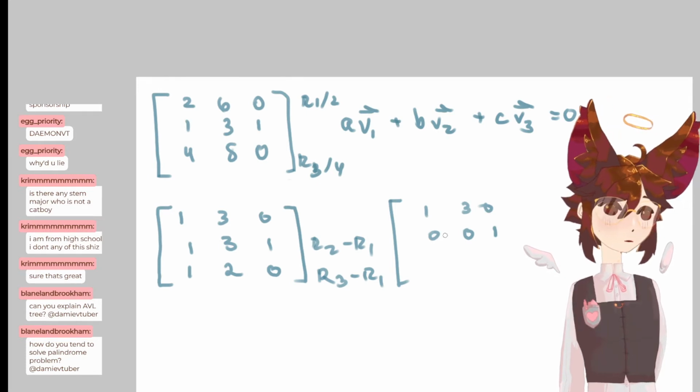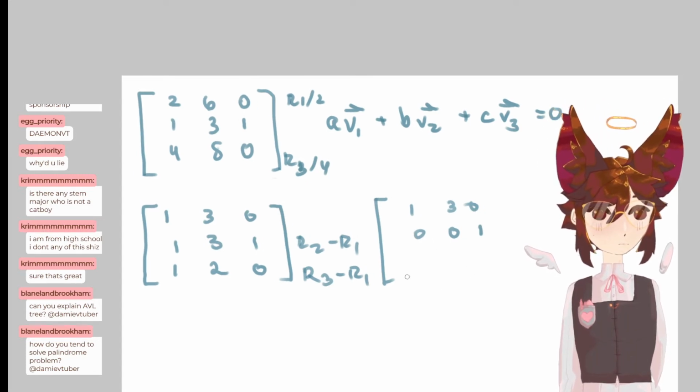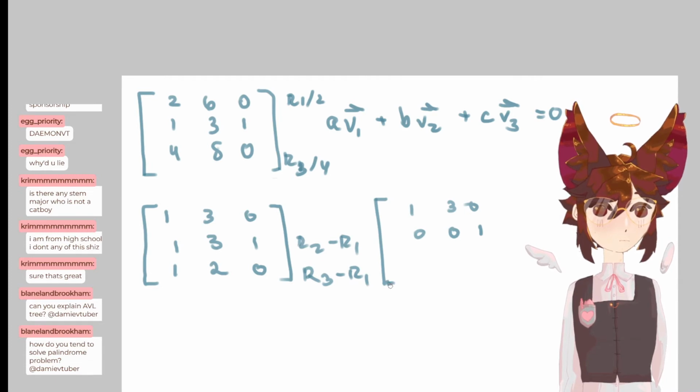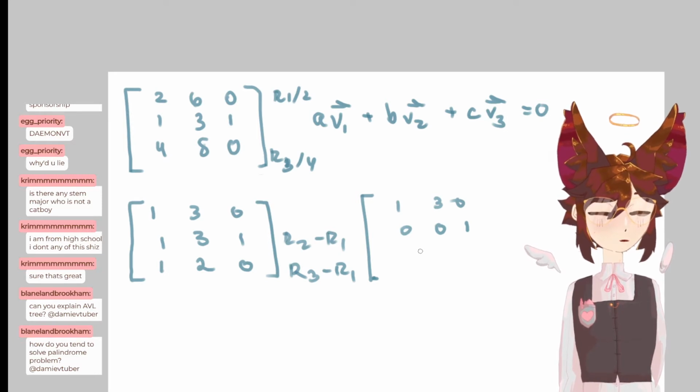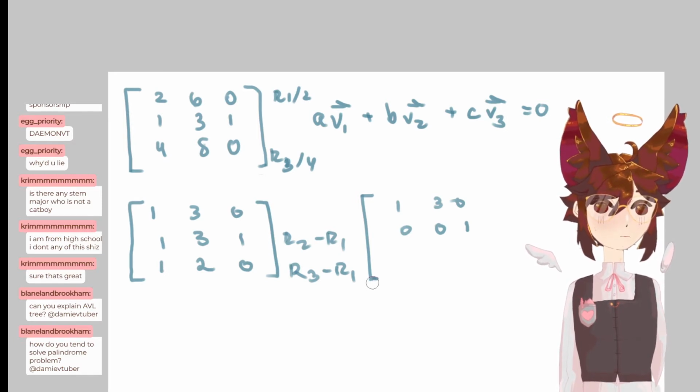How do I tend to solve a palindrome problem? It depends on the problem. I'm not quite sure what you mean by that. Like, is it like asking you about constructing palindromes, or is this just a name for another problem I don't know about?